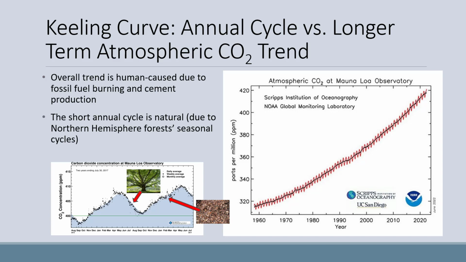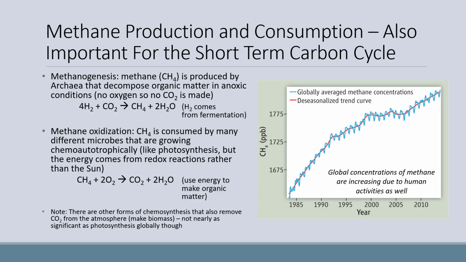Remember that the Northern Hemisphere has more land mass than the Southern Hemisphere, and thus more plants than the Southern Hemisphere. So in the Northern Hemisphere's spring and summer, plants grow more. When plants grow, they complete more photosynthesis and draw down atmospheric CO2 levels. Then, during the Northern Hemisphere's fall and winter, plants slow down growth and shed leaves. This organic matter is decomposed or respired by heterotrophic microbes in the soil, which adds to atmospheric CO2 levels each year. Like I mentioned earlier, methane, CH4, production and consumption is also important for the short-term carbon cycle.